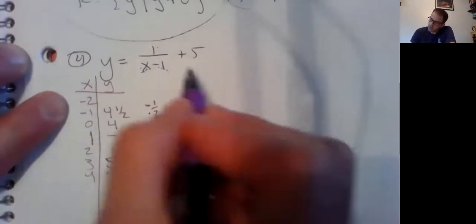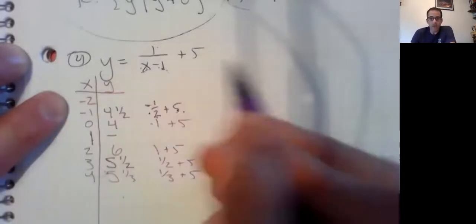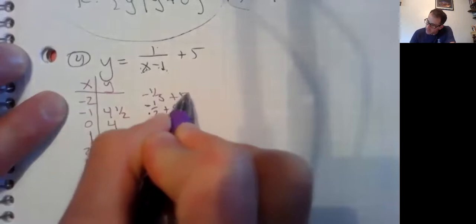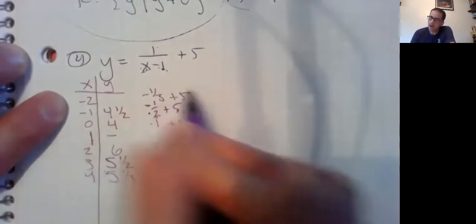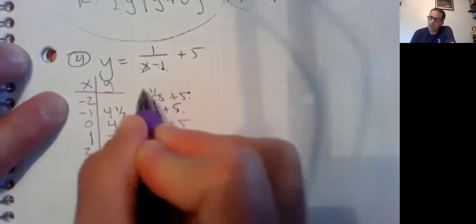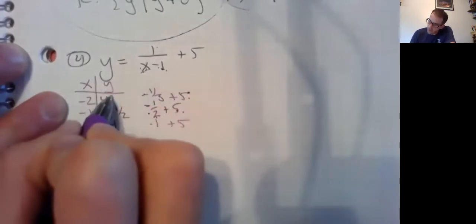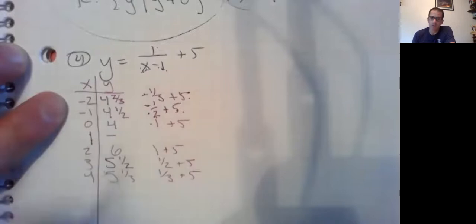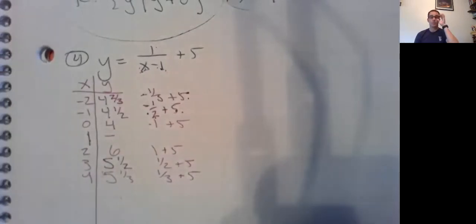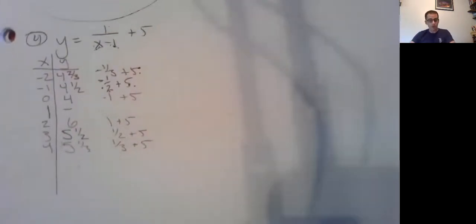Let's plug in -2. -2 take away 1 is -3, and 1 over -3 is -1/3. All right, how good are you with fractions? -1/3 plus 5, or 5 take away 1/3, 4 2/3. Use a calculator to check. Okay, alrighty. Now let's try to be smart about our graphing.